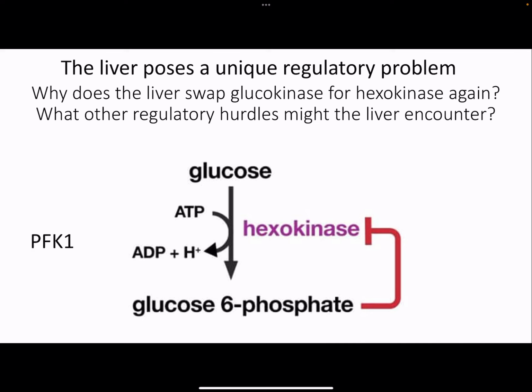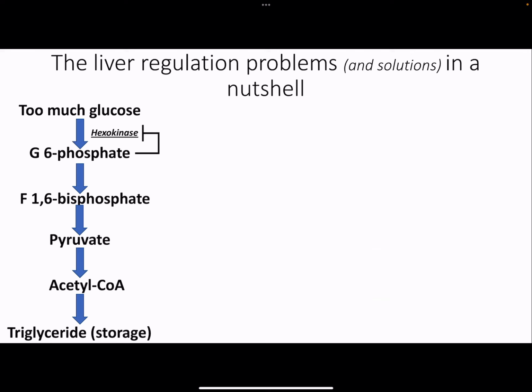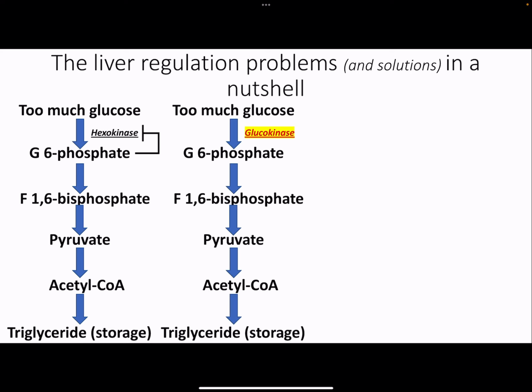So what we did was, spoiler, we showed that this is dealt with by making it a glucokinase. What other regulatory hurdle might we encounter? Well, PFK1 is super highly regulated, and we need a way around this, just like we have the hexokinase to glucokinase switch. So really, to beat a dead horse, this is the problem: normally this is how the inhibition works in a normal cell, but we do not want this in a liver cell. So we switch it out for glucokinase, which is not inhibited by too much glucose 6-phosphate.